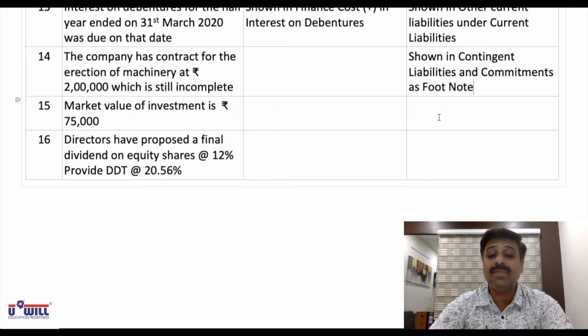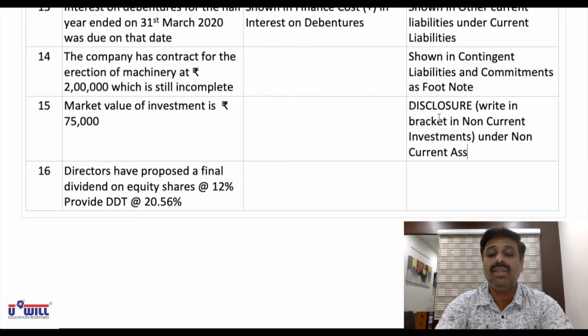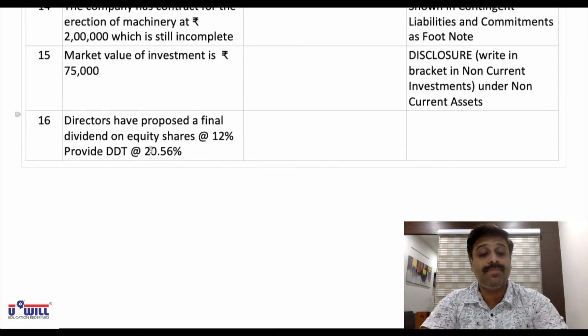Market value of investment is rupees 75,000 is a disclosure. We have to write in bracket in investments, non-current investments, under the heading of non-current assets. So in bracket, we'll write this extra information. Where we write non-current investments, in bracket we'll mention market value is rupees 75,000.